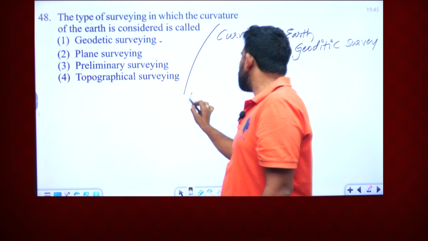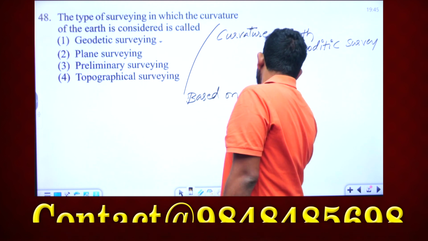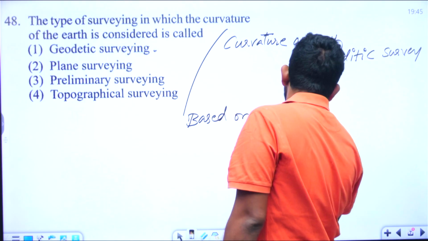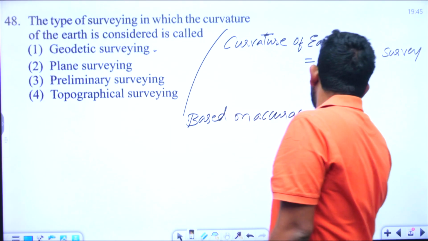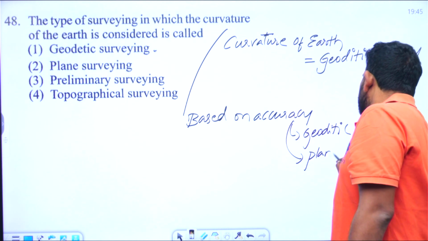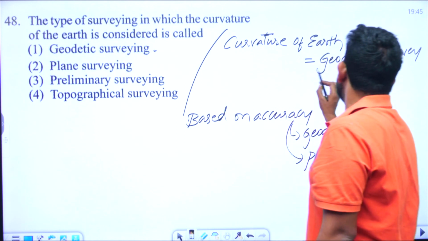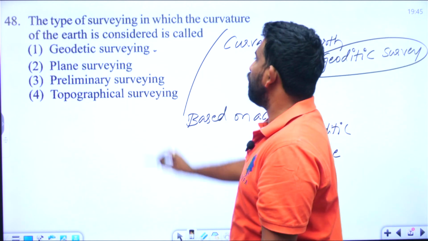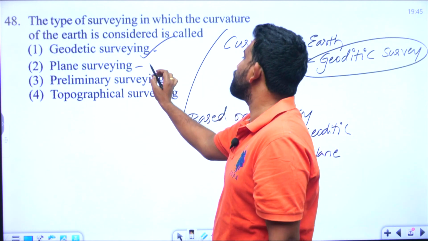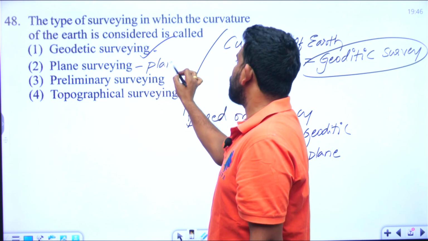Based upon the accuracy of the surveying, generally we take two types. They are geodetic and plane surveying. In geodetic, the earth's curvature has to be considered, and in plane surveying, the earth's surface is considered to be a plane surface or a horizontal surface. So clearly we can easily give the statement called geodetic surveying. In plane surveying, the curvature is not considered. Here the earth's surface is considered to be a plane surface.